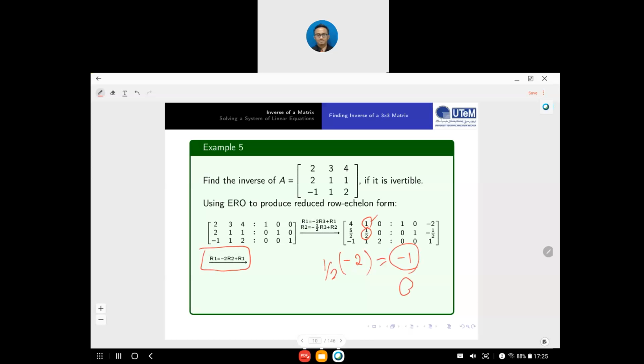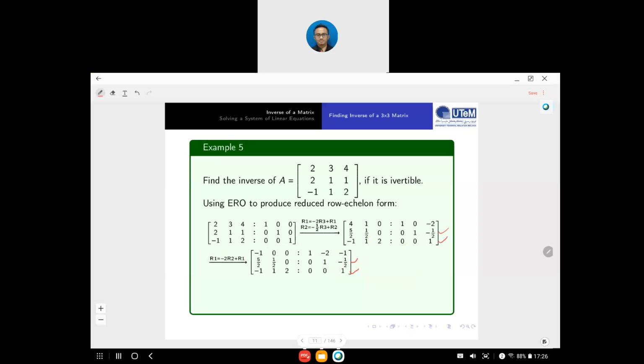Again, I remind you, when you want to change R1, here must be plus R1. It cannot be negative or any other value. If you times it with any constant, tak boleh ya. Okay, next. So the rest is equal lah. Row 3, just copy again. Row 2, also copy again. The change is only row 1.